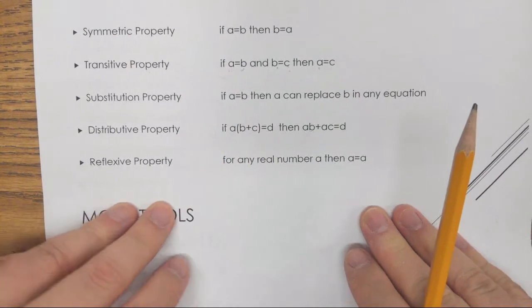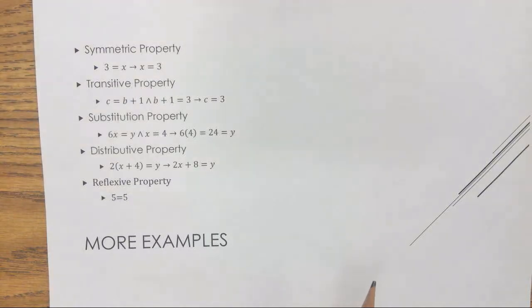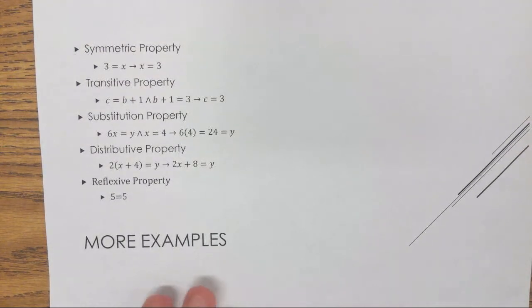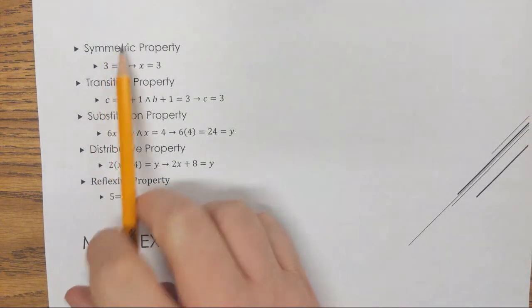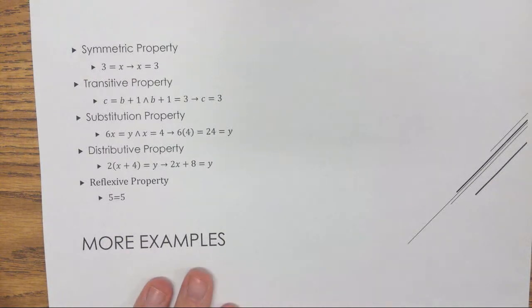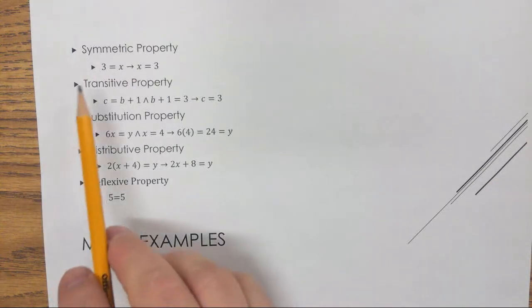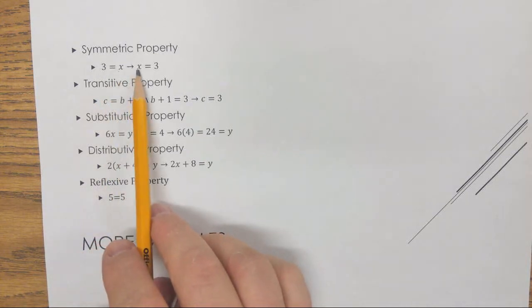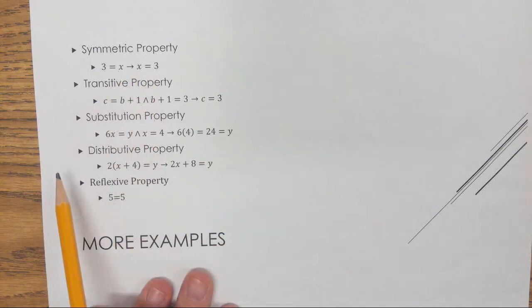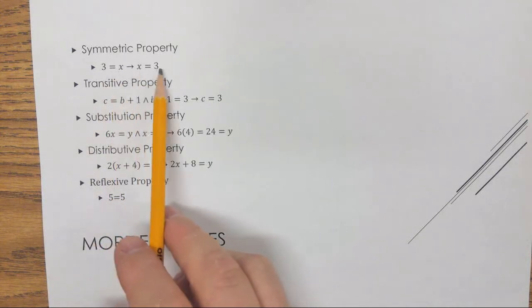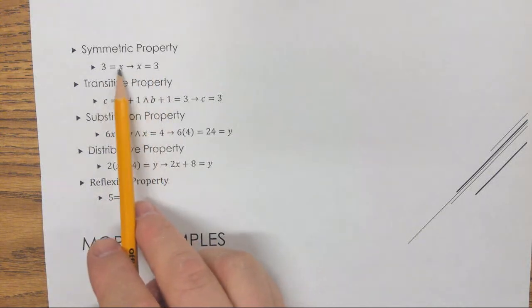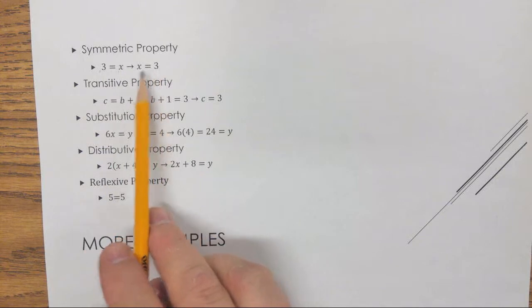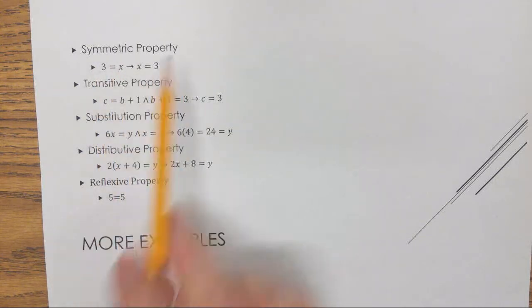Let's do some examples of those, and then I'll be quiet, and you guys will be like, this video is finally over. Alright, so here's an example of the symmetric property. So, if I have 3 equal to x, then I can say that x equals 3. So I'm just taking this and I'm flipping it over. So I'm putting the x where the 3 is and the 3 where the x is. I just flipped it around. That's the symmetric property.